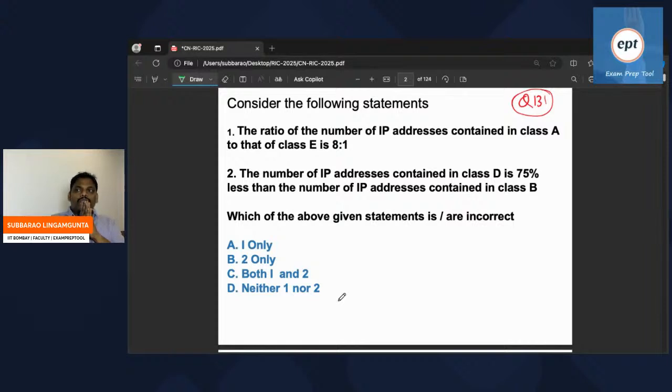The ratio of the number of IP addresses contained in class A to that of class E is 8:1. The number of IP addresses contained in class D is 75% less than the number of IP addresses contained in class B. Check one time.